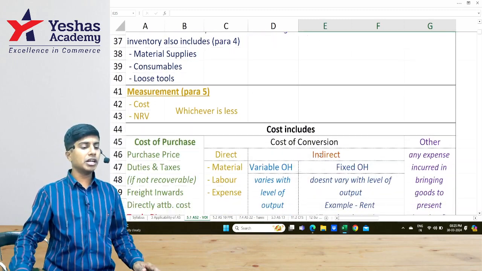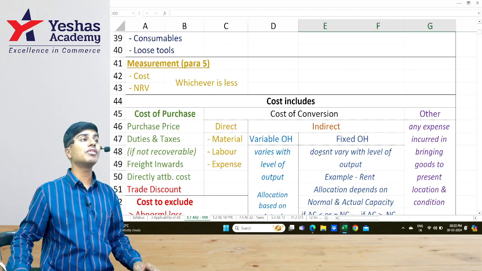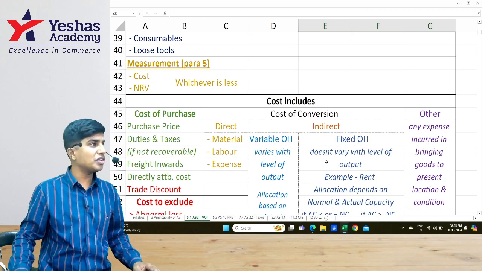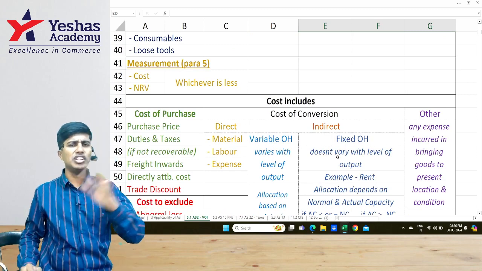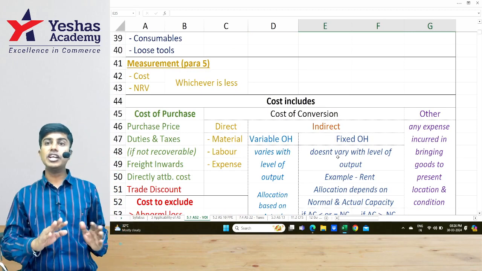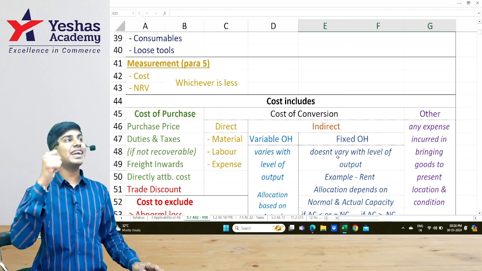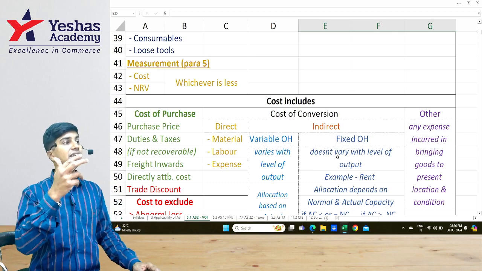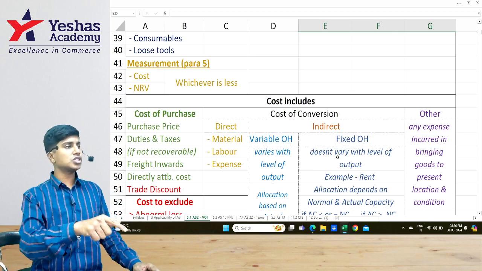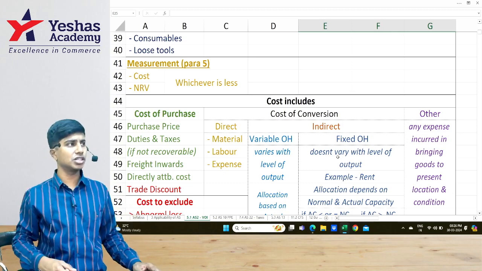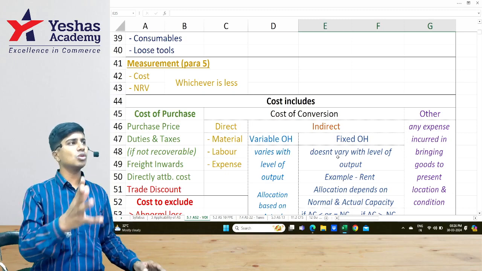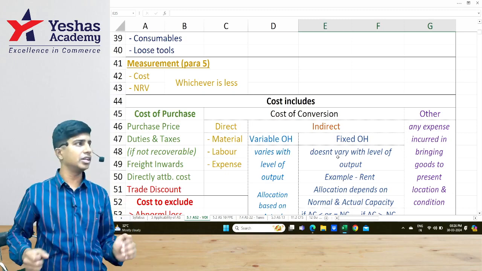Next, measurement. How do we value all of these items? This is given in paragraph 5. Paragraph 5 of a standard is a very important paragraph and very generic line. It states that inventory should be valued at cost or net realizable value, whichever is less. In this context, what is cost is going to be major part of our discussion. However, NRV is not too detailed. I'll tell it to you right now, NRV, and then go to cost.